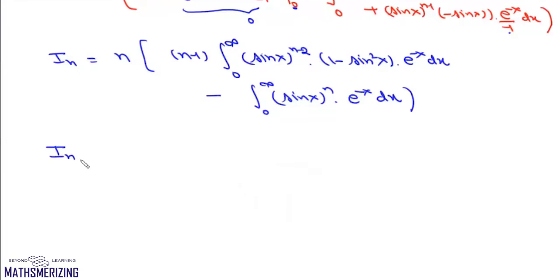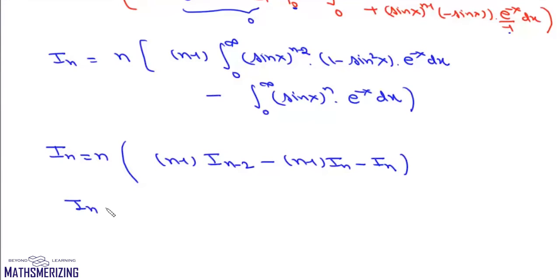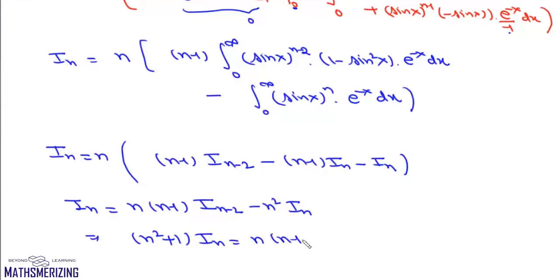Now this is I_n, this is I_n. Now here this first one will be n minus 1 I_(n minus 2). Here will be minus n minus 1 I_n, and this one is minus I_n. So we can write basically I_n equals n into n minus 1 I_(n minus 2), and here will be minus n square I_n, or we can write n square plus 1 I_n will be equal to n into n minus 1 I_(n minus 2).